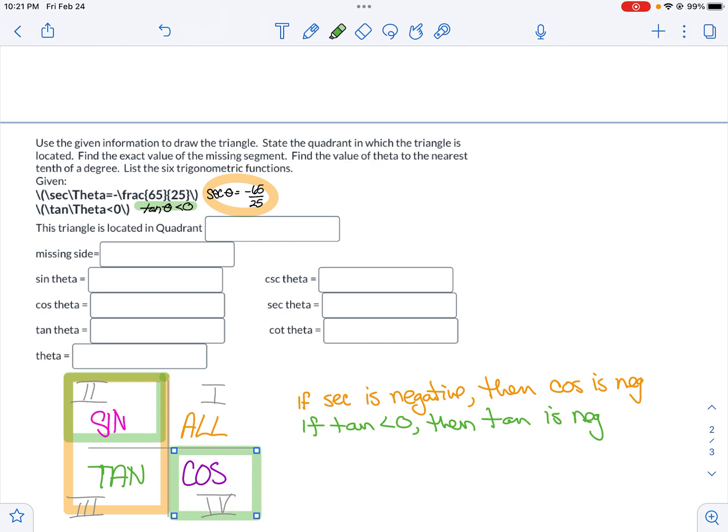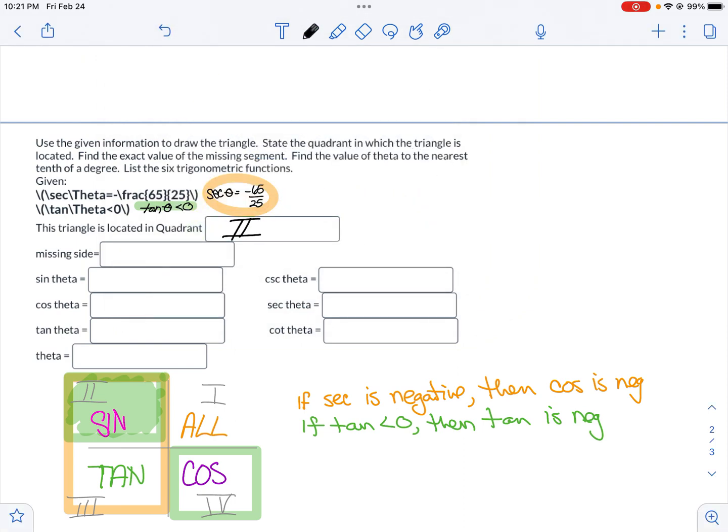So which quadrant do both those things happen? Which quadrant is it that secant is negative and cosine is negative? Well, winner, winner, chicken dinner. We have to be in quadrant 2. So the answer to this question is we are in quadrant 2.